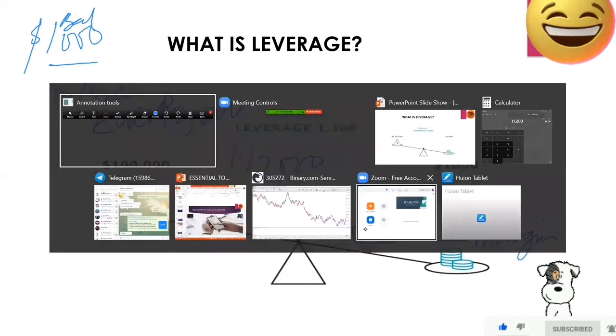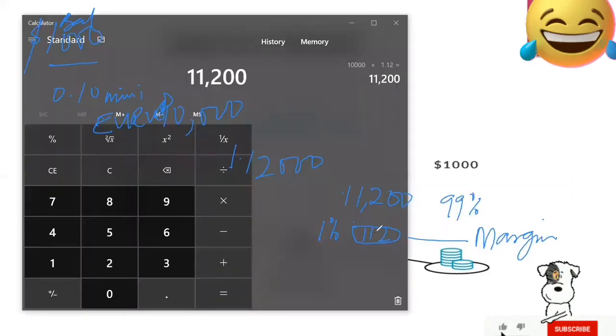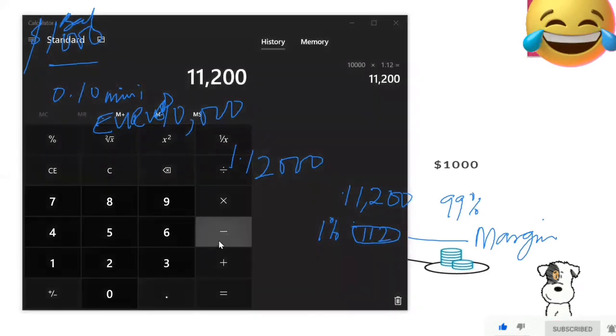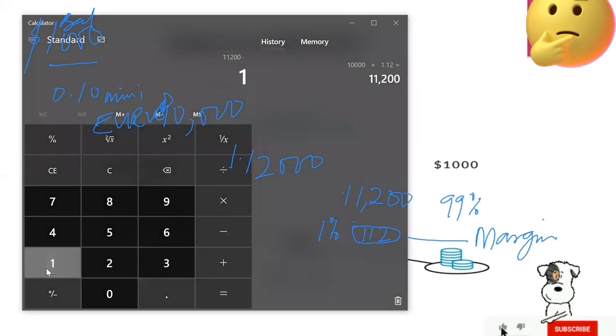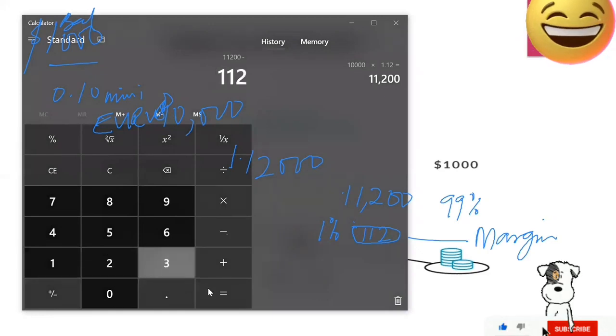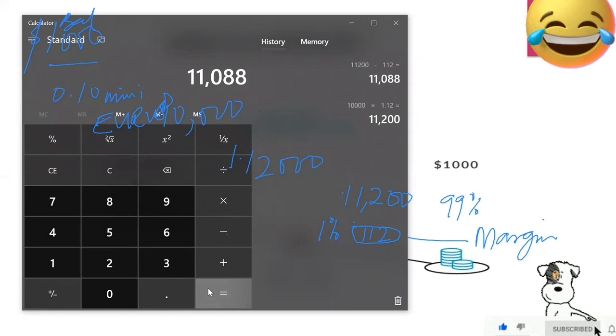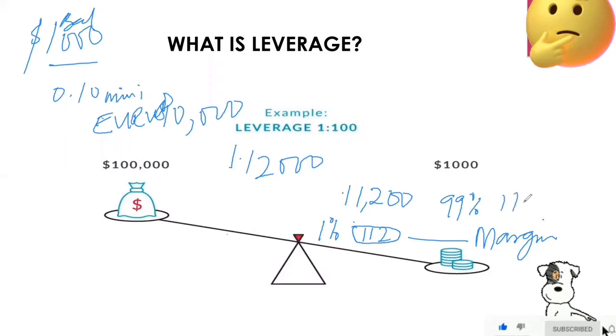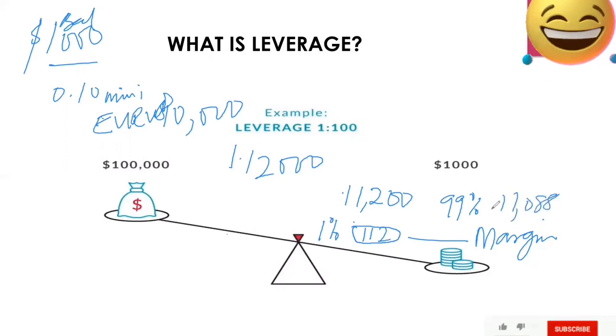Now let's do that again with the help of our calculator. Subtract: 11,200 minus 112 equals 11,088. So what the brokers will be providing is 11,088. And you see, yours is just a fraction.